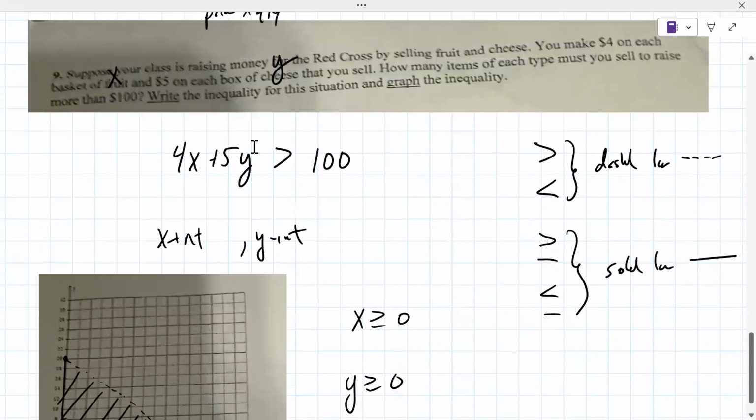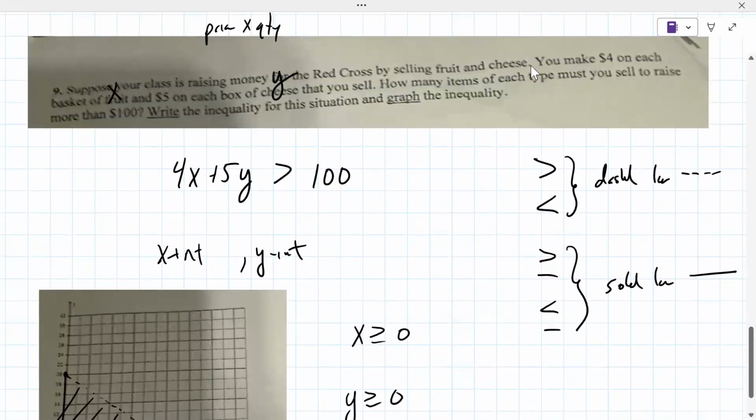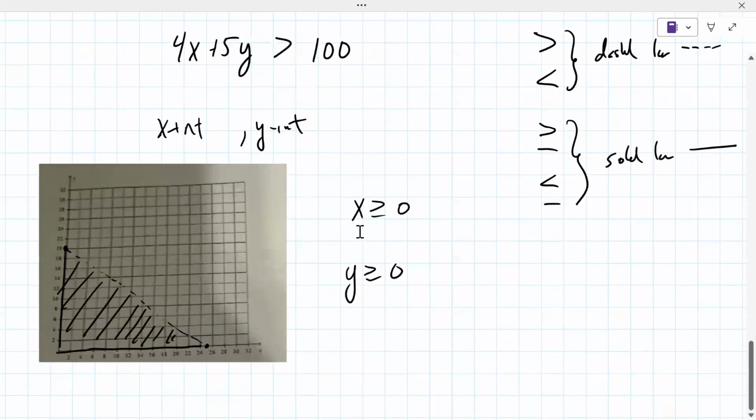It says to graph, write the inequality for the situation, graph. So we've done that. You haven't really answered the question of how many items of each type must you sell to raise more than $100. I don't really know what the teacher wants there. Maybe a table. What do you think they were expecting?